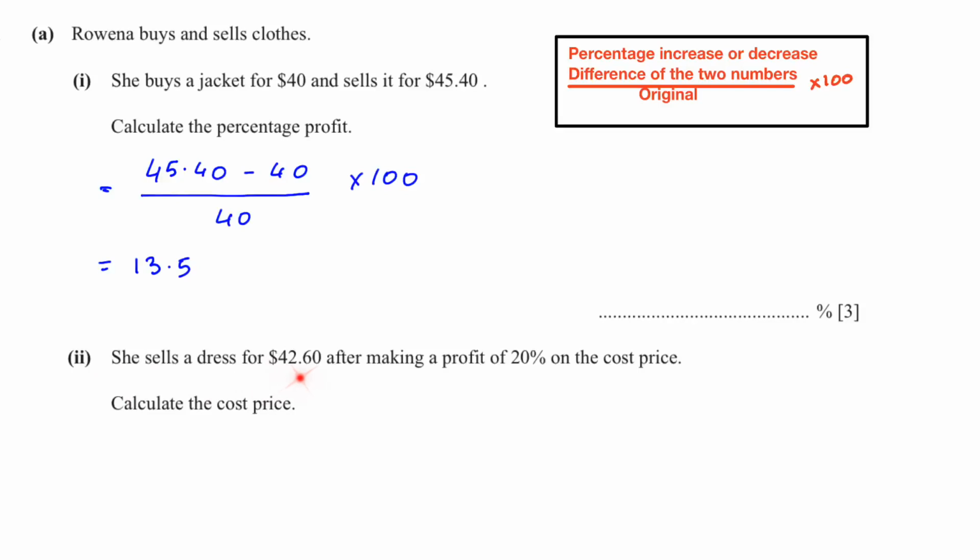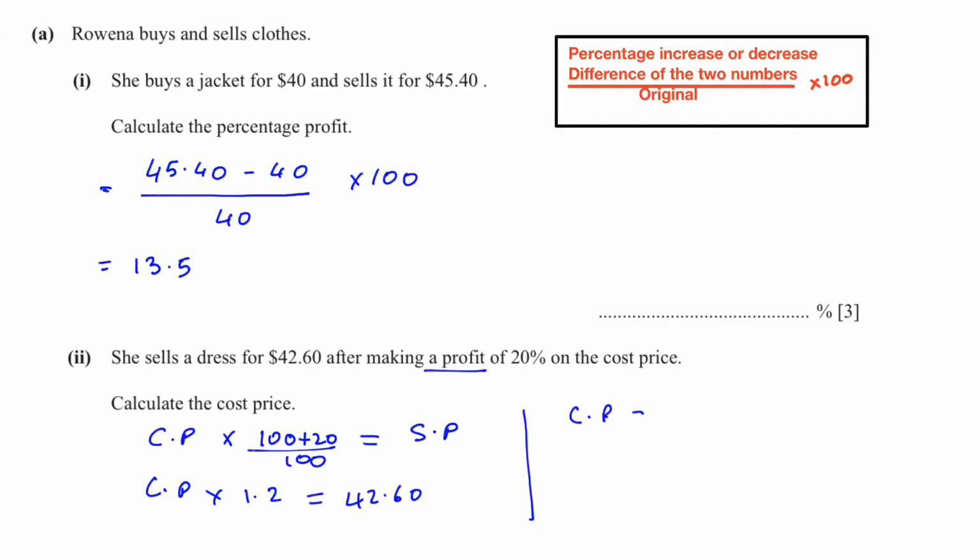A2, she sells a dress for 42.40, making a profit of 20% on the cost price. Calculate the cost price. Again, there's a formula that you can follow. Cost price multiplied by the change in percentage is equal to the selling price. If you have a percentage increase or a profit, you will add 100 plus 20 divided by 100. So cost price multiplied by 1.2 is equal to 42.60.